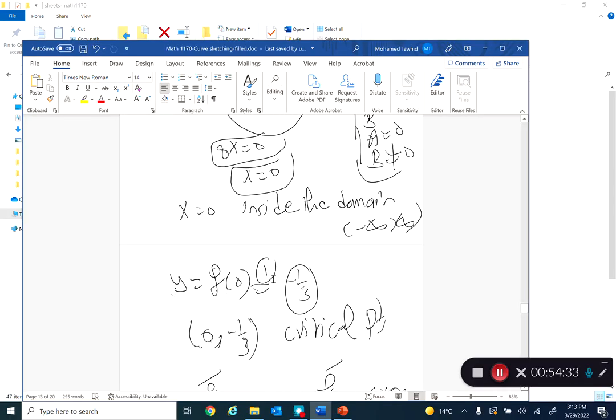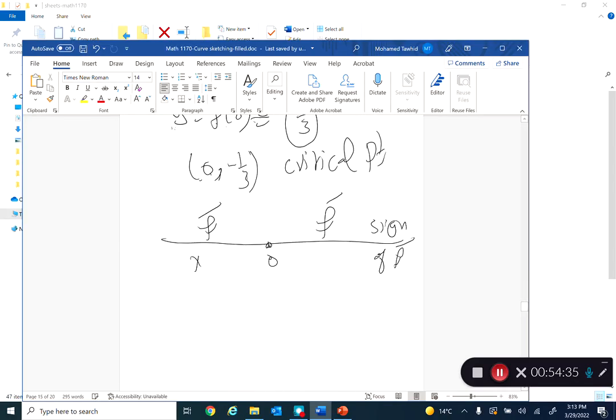If I take x equal -1, 8x will be -8, a negative sign. So here is negative, which means the function is decreasing. Now when I take x equal 1, your first derivative is positive because 8 multiplied by 1 gives positive 8. So here positive, and the function is increasing.